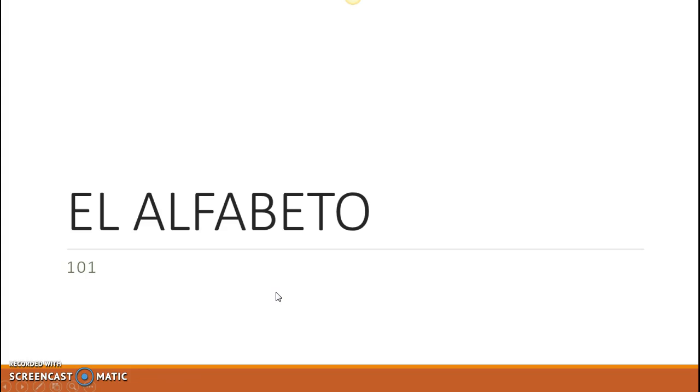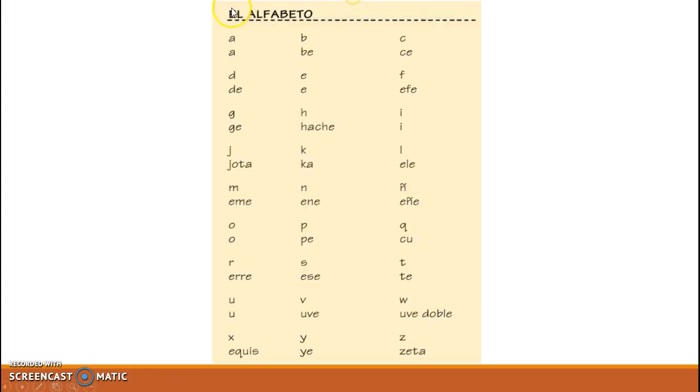Vamos a recordar, remember, el alfabeto, ¿ok? So, el alfabeto, decimos A, B, C, D, E, F, G, H, I, J, K, L, M, N, Ñ, O, P, Q, R, S, T, U, V, W. En Colombia decimos doble V o W. X, Y, Z.